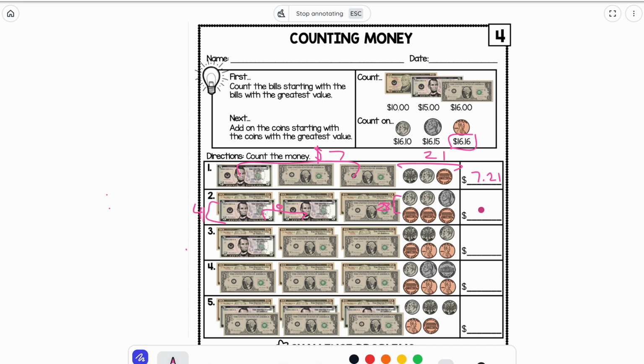So remember, my cash goes first. We had $41. Period. 28 cents. Okay.